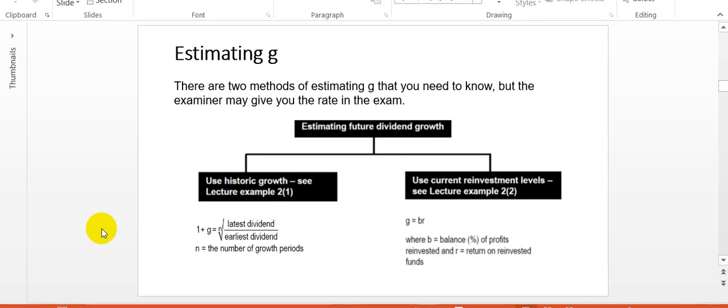So when you're given a series of dividends, then you know that you have to compute G, you have to use the historical growth. Usually questions which require you to use the Gordon growth will not give you a series of dividends. They may give you the profits, and you may have to compute the proportion of what has been reinvested after stripping off the dividends.